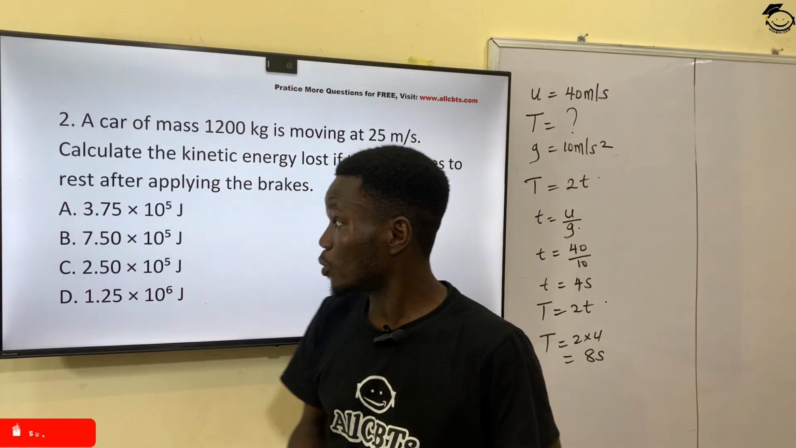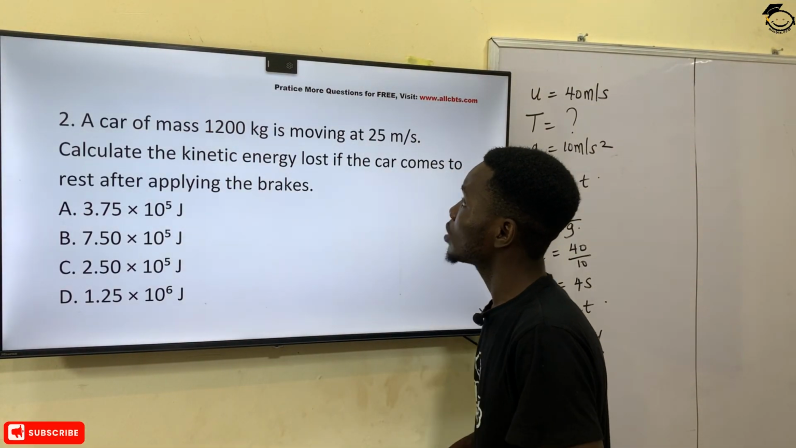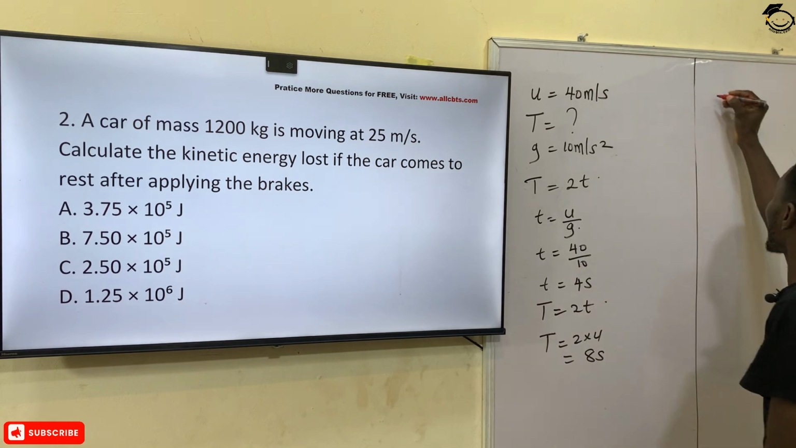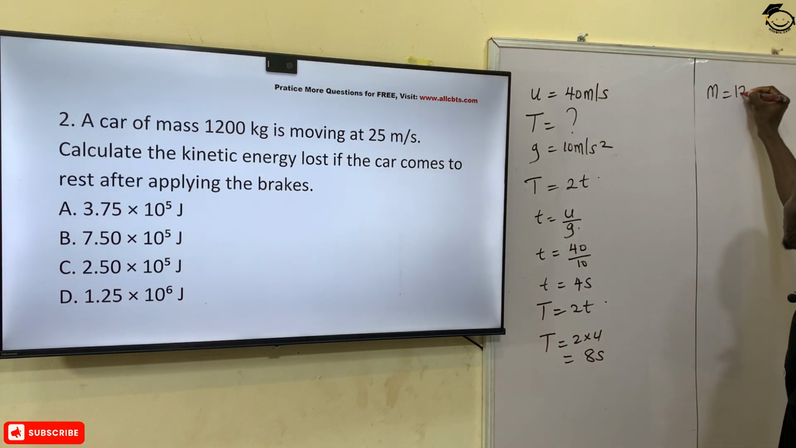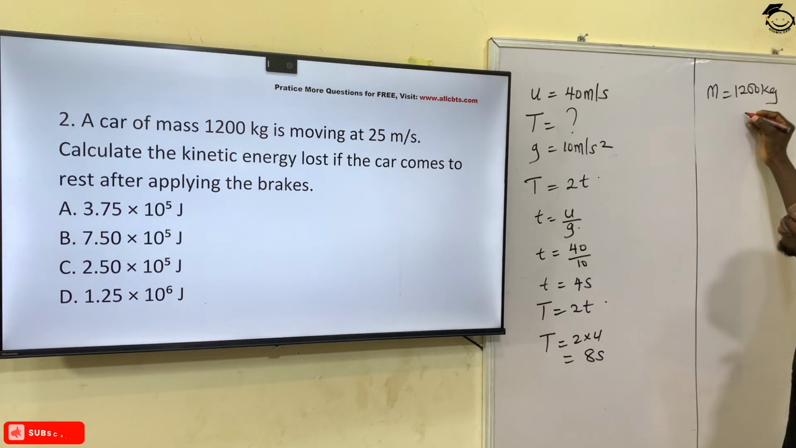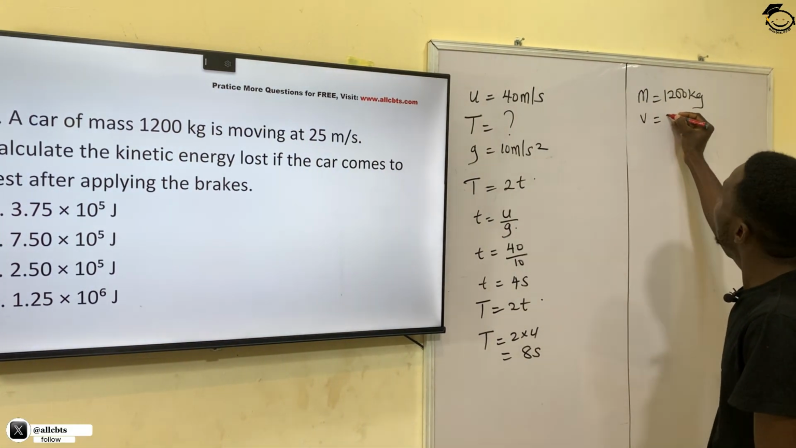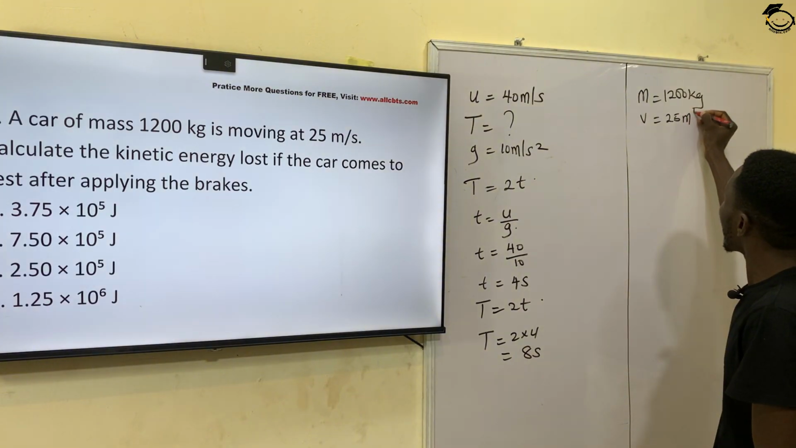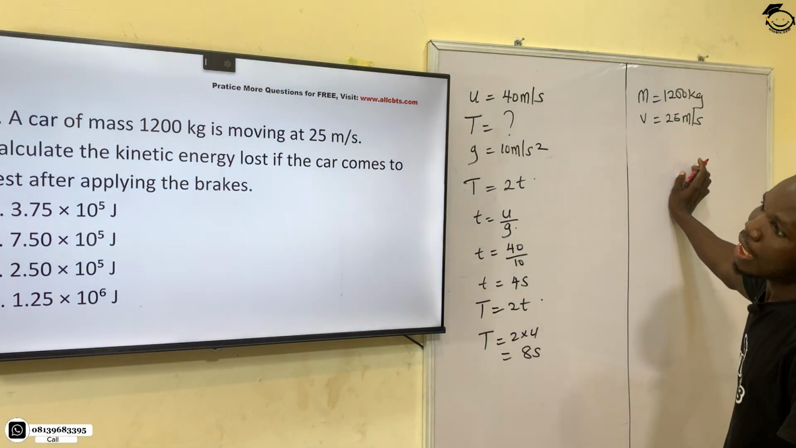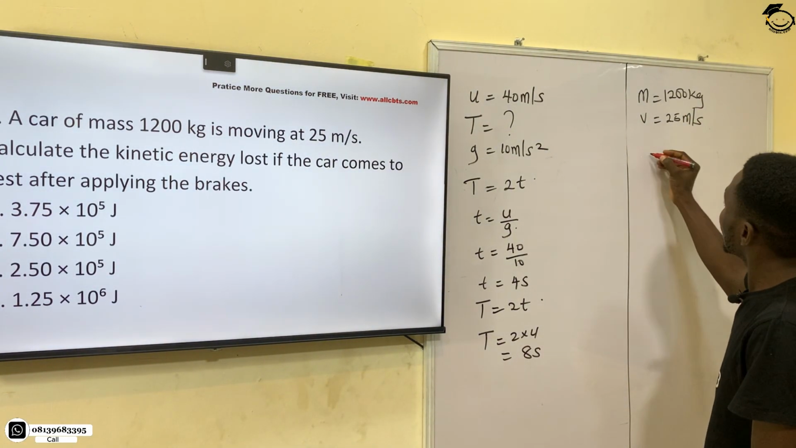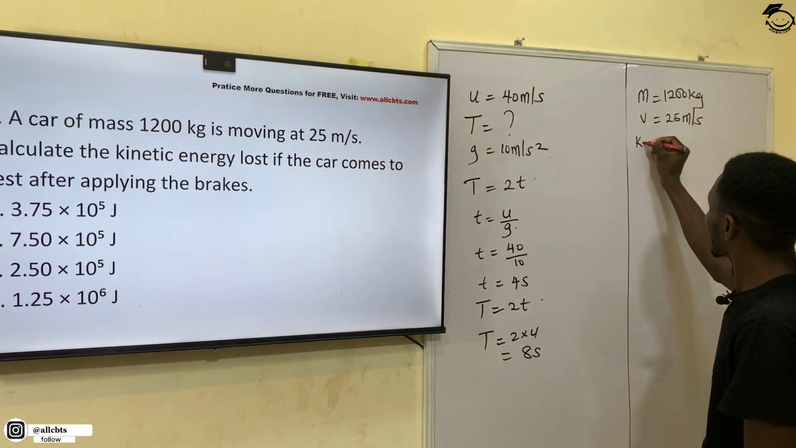Moving on to question number 2, it says a car of mass 1,200 kilograms, moving at 25 meters per second. So we have the mass of the car as 1,200 kilograms and the velocity of the car as 25 meters per second. Calculate the kinetic energy loss. So we are looking for the KE lost.